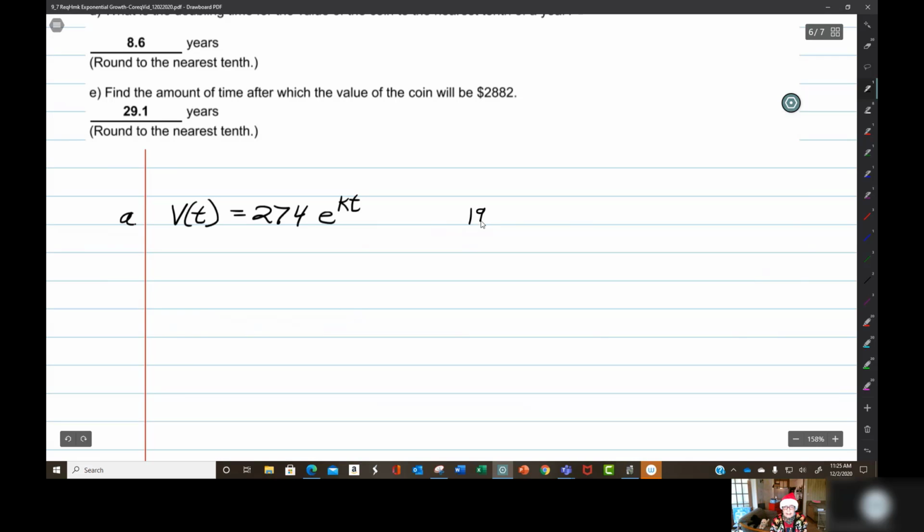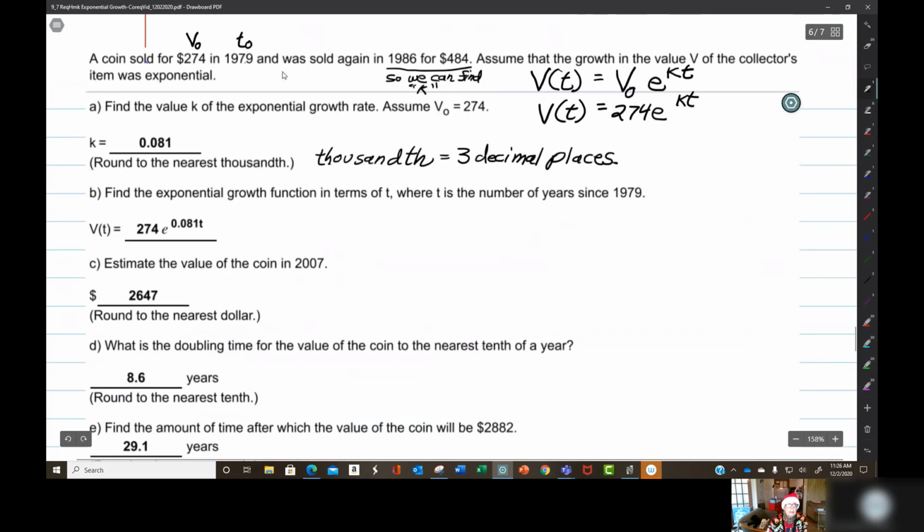So 1986, and $484. Well, 1986, that is t equals 1986 minus 1979. Okay, because time began for us at 1979. So from 1979 to 1986, time has progressed 7 years.